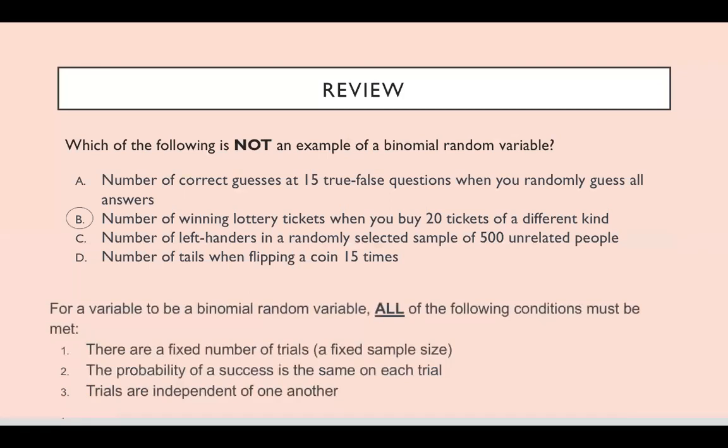The trials are independent of one another because the result of one lottery ticket does not affect the result of another lottery ticket. But the probability of success is not the same for each trial, since we have different kinds of lottery tickets, and the chance of winning for each would be different.